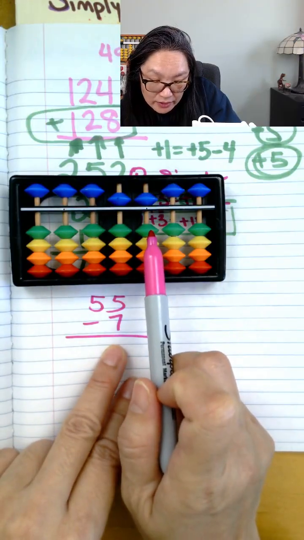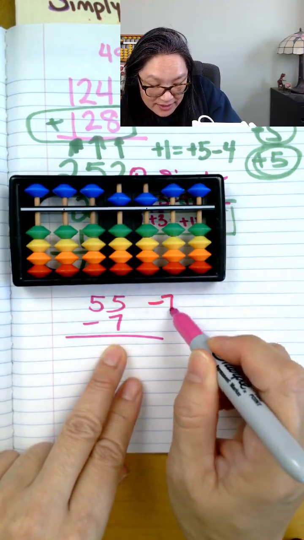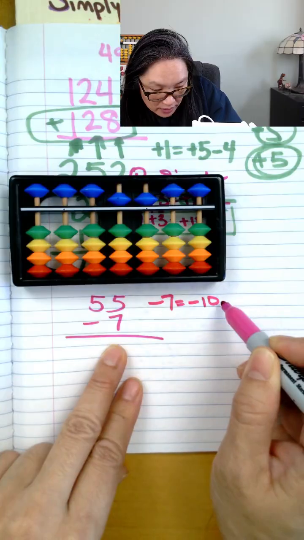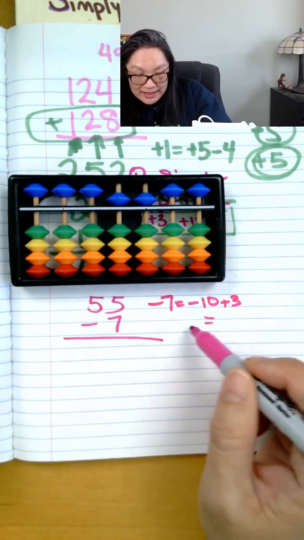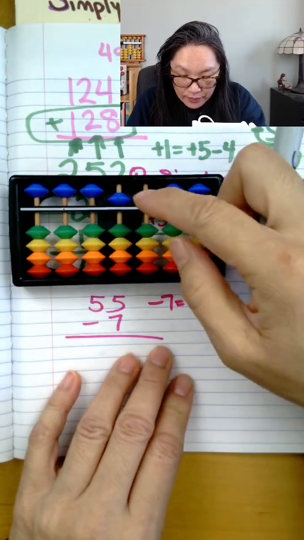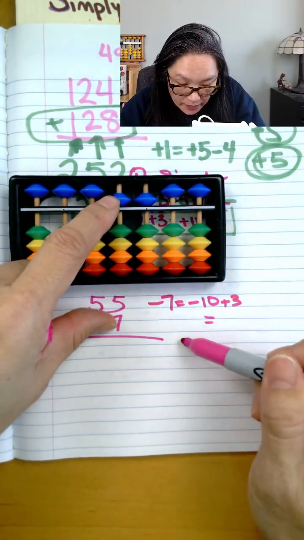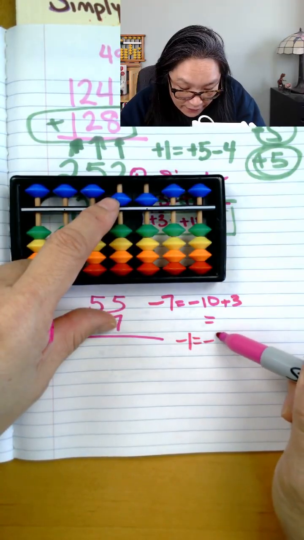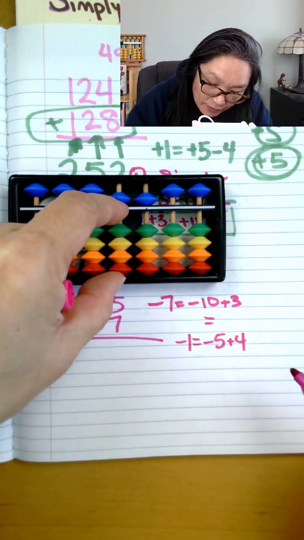So what does that mean? We're going to borrow, right? Because minus the 7 is equal to minus the 10 plus the 3. Notice I have a minus 10 here. Minus 10 is a borrow. But this is a 2-step. Why? Because there's not enough to take away the 1. So minus the 1 is equal to minus the 5 plus the 4. So I'm going to minus the 5 plus the 4.